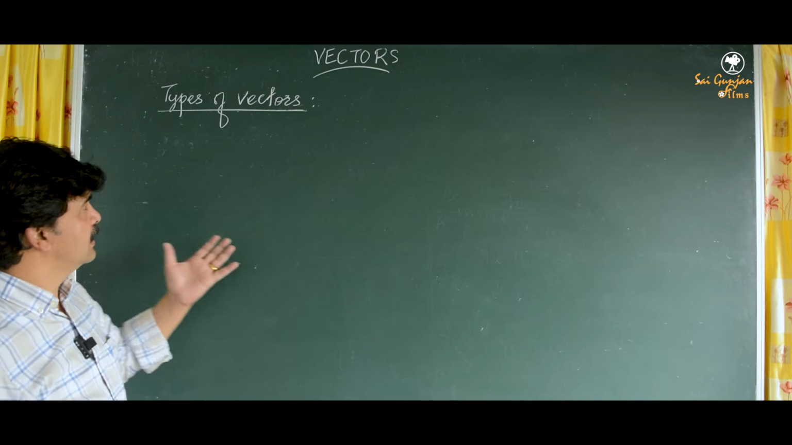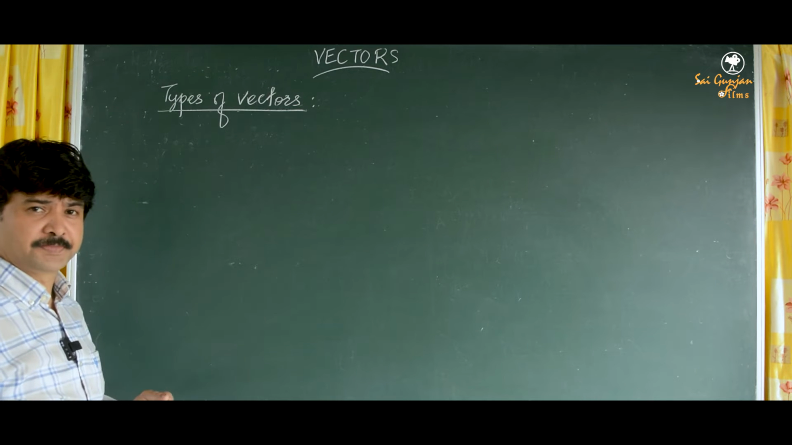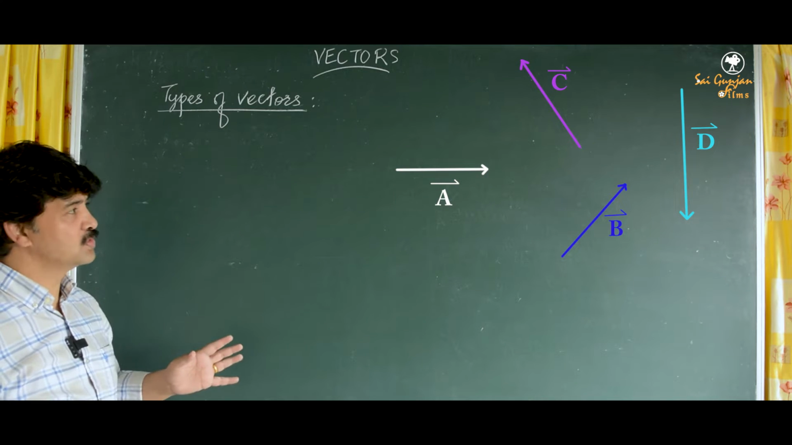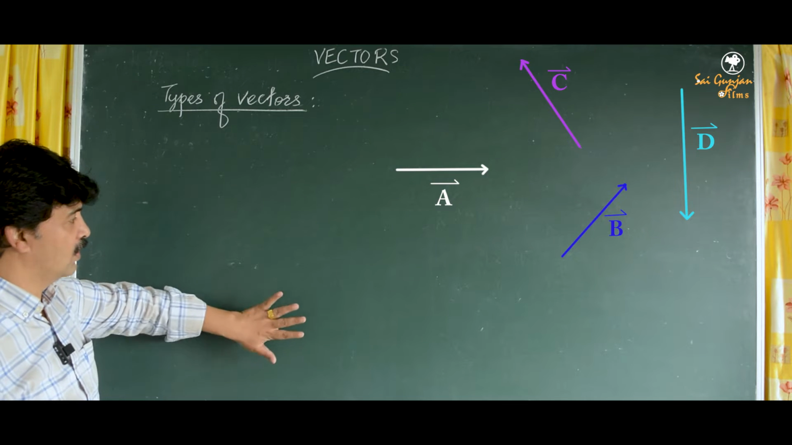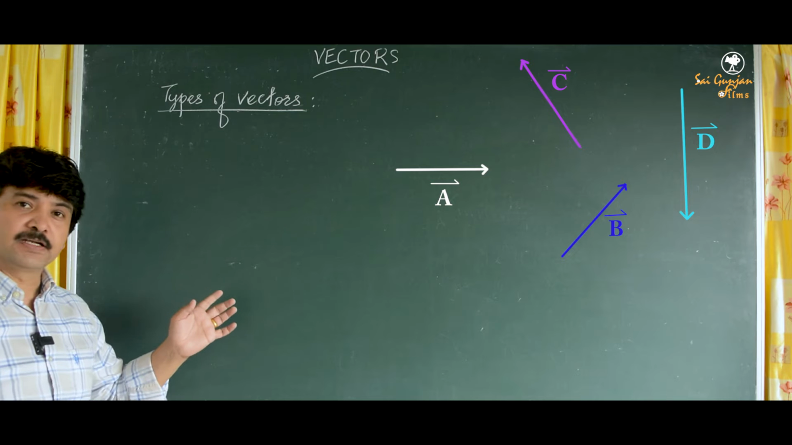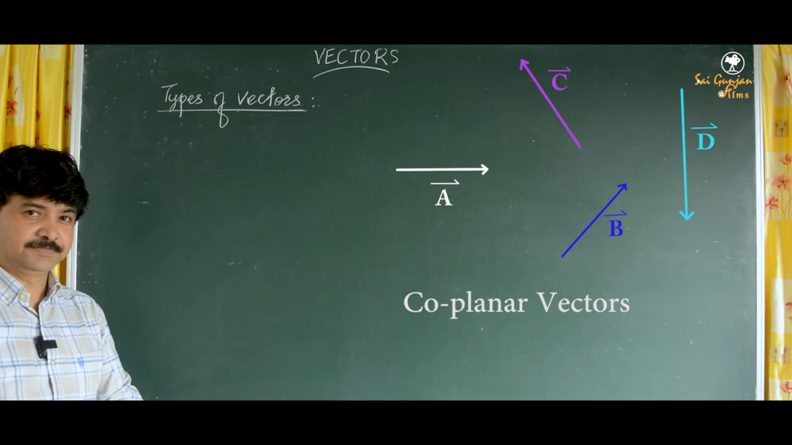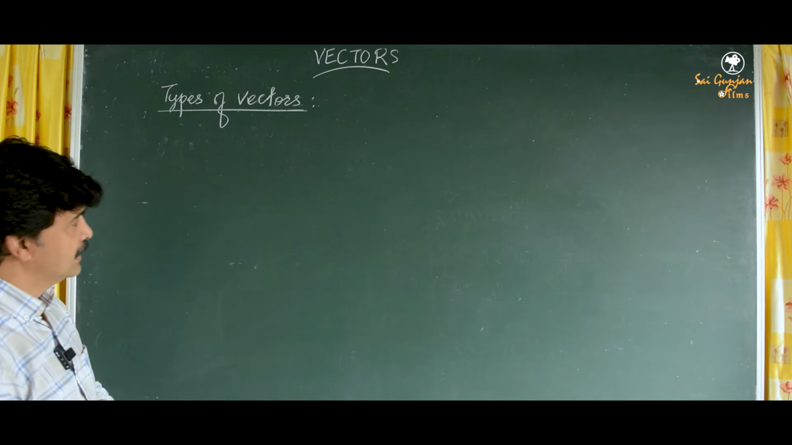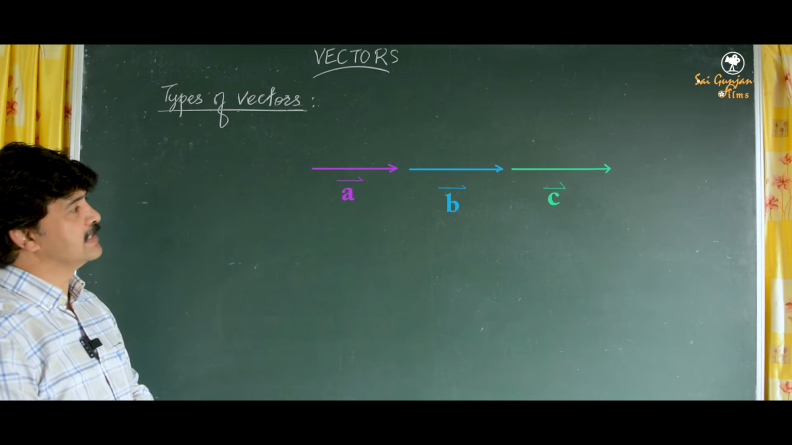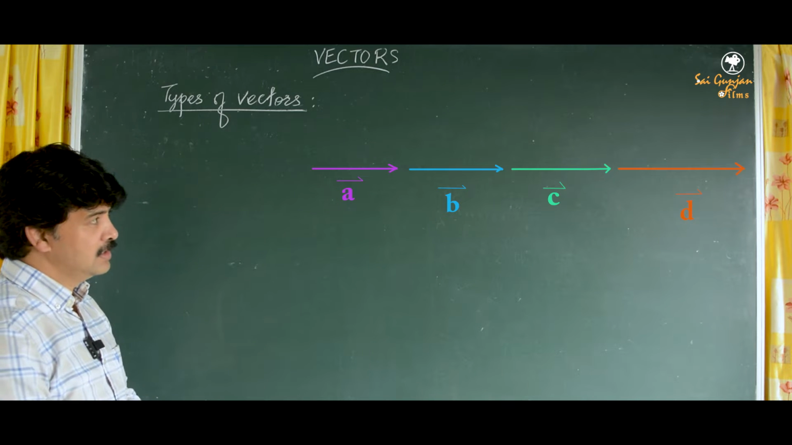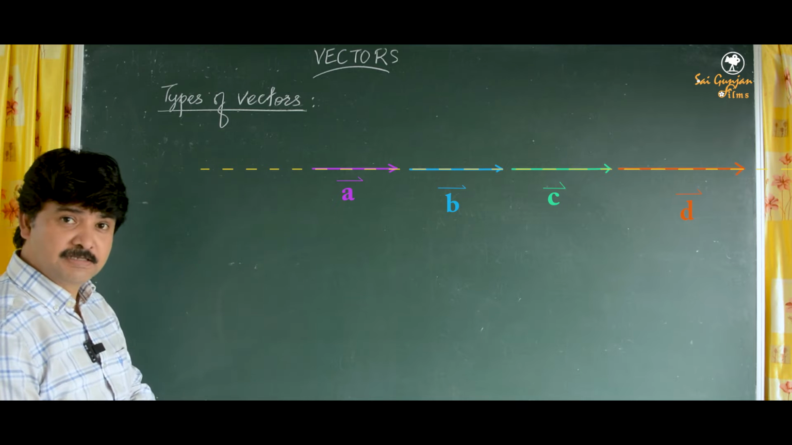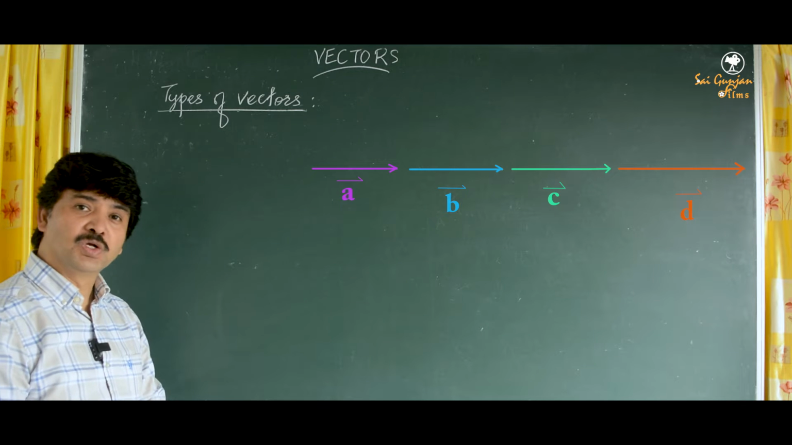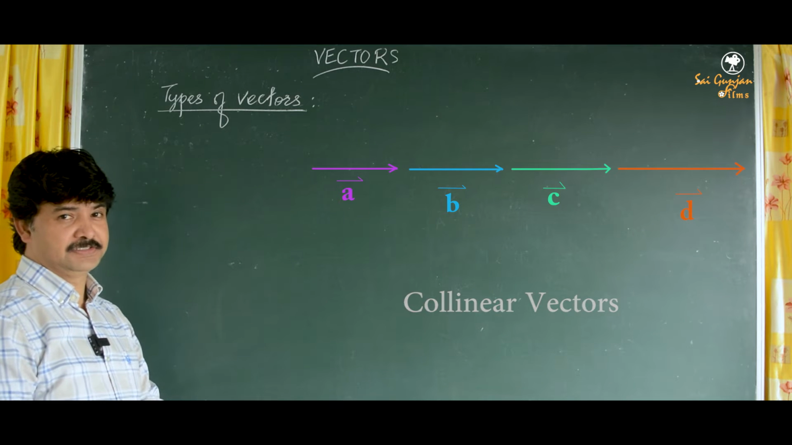Types of vectors. Now there are different types of vectors, okay, like the vectors lying on the board. All those vectors, they all lie on the board. That's why they are called coplanar vectors. Now let's take another example of vectors. Now vectors A, B, C and D, they all lie on the same straight line, isn't it? So since they all lie on the same straight line, they are called collinear vectors.